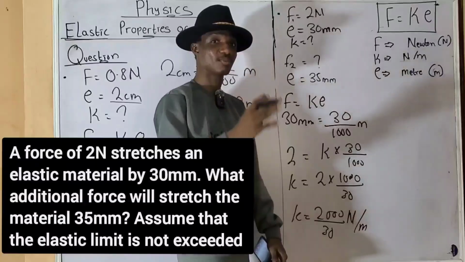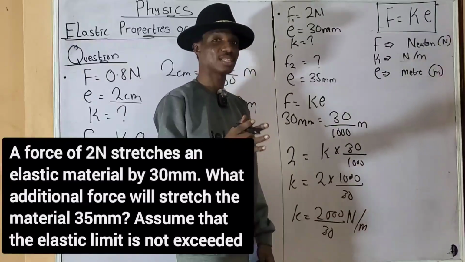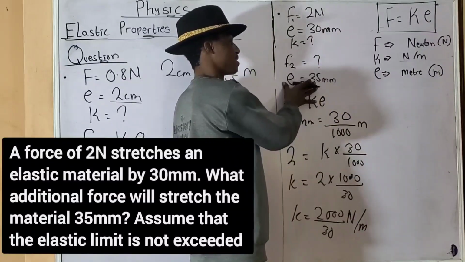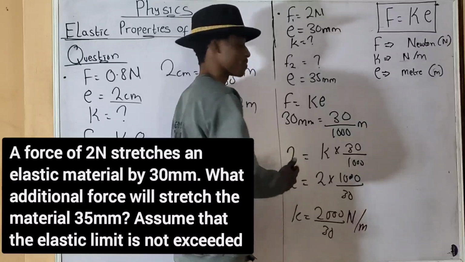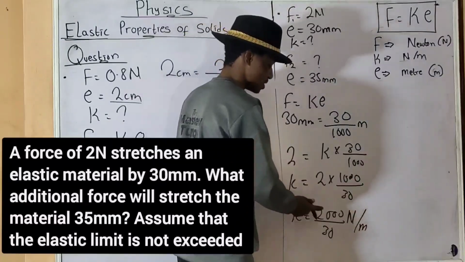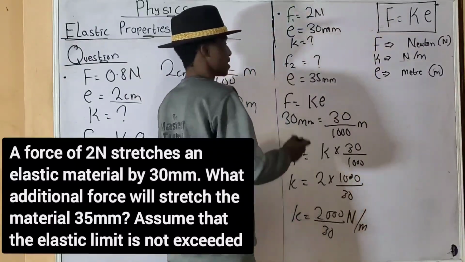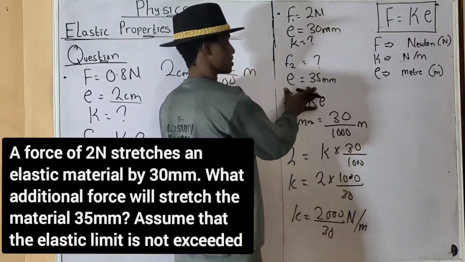Okay, it's still the same question. The question has two parts. Are you getting it? The second part is this, but we need to get the value of K for the first part. Are you getting it? So the value of K is 2000 over 30. Now, I leave it in fraction because I'm going to make use of it here.